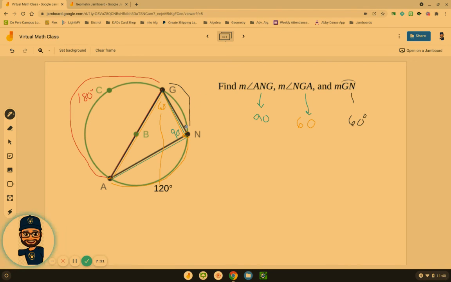So notice how we can use one picture with an inscribed angle and a diameter to find lots and lots of information. Make sure you got these examples and notes down today.